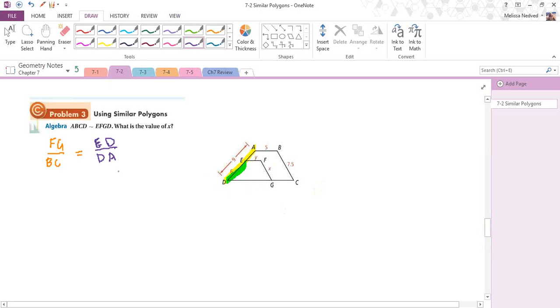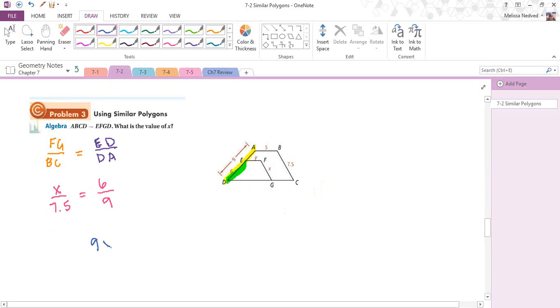Okay, so being consistent, now let's use substitution and plug in what we know. FG has a length of x, BC has a length of 7.5. Set that equal to ED has a length of 6, DA has a length of 9. Now, hopefully you're seeing something similar to what we saw in section 1. We can use the cross product property, or cross multiply, to solve.